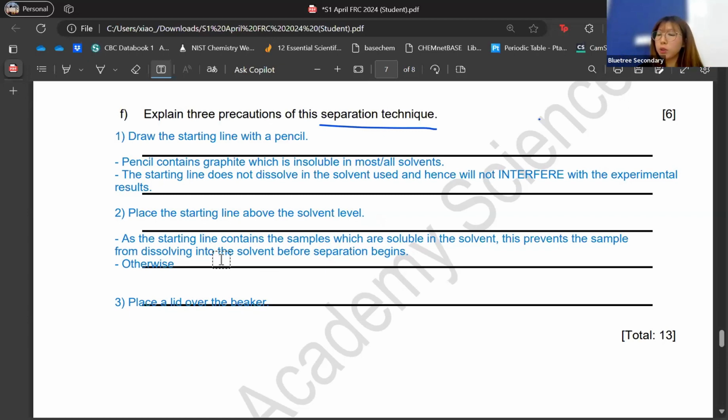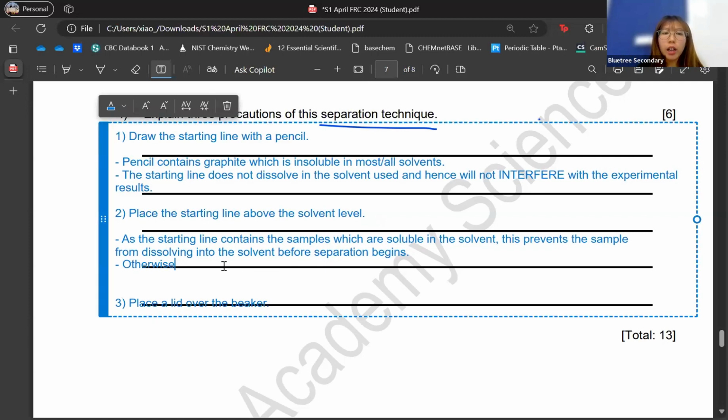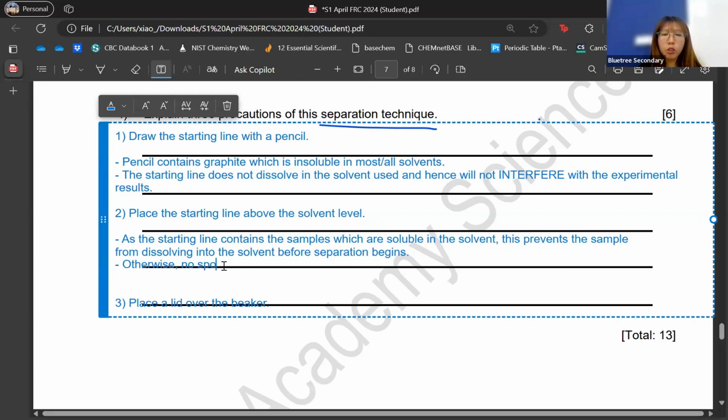Okay, so in other words, to put it simply, you do not have any more sample on the paper. That's why you will not see any spots. So to end off, otherwise, no spots can be observed on the chromatogram.